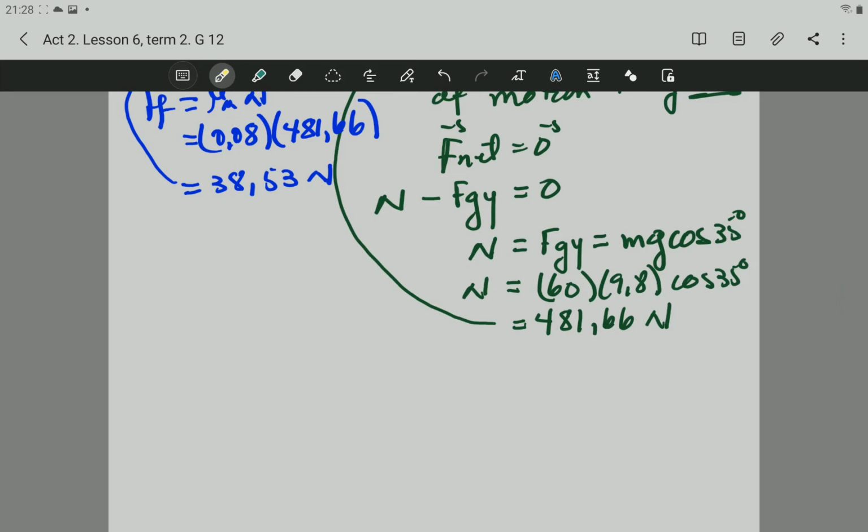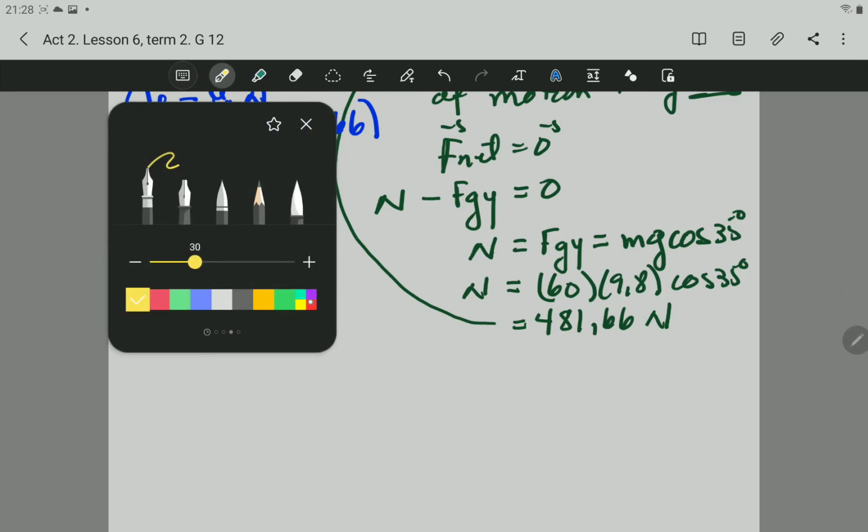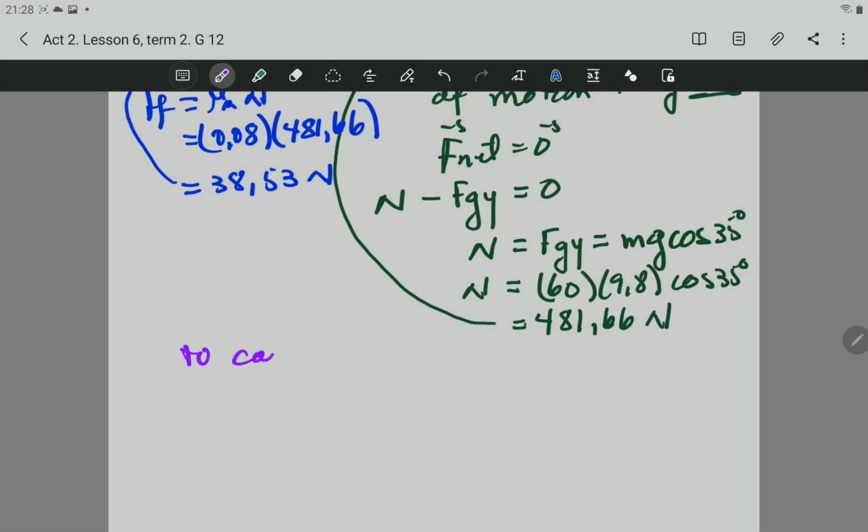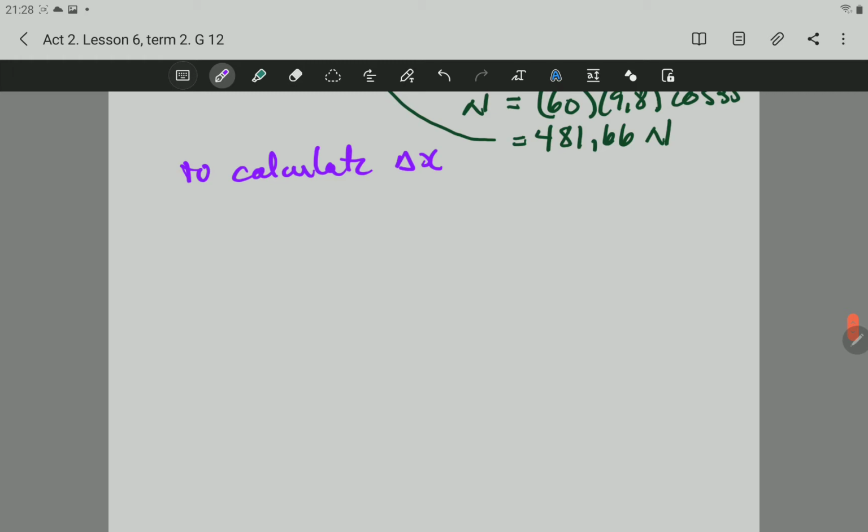This is to calculate the displacement. Let's look at the following small sketch. The displacement will be from the bottom to the top of the incline. We have that the height of the inclination, this one here, is equal to 2.5 meters, and this is the height.